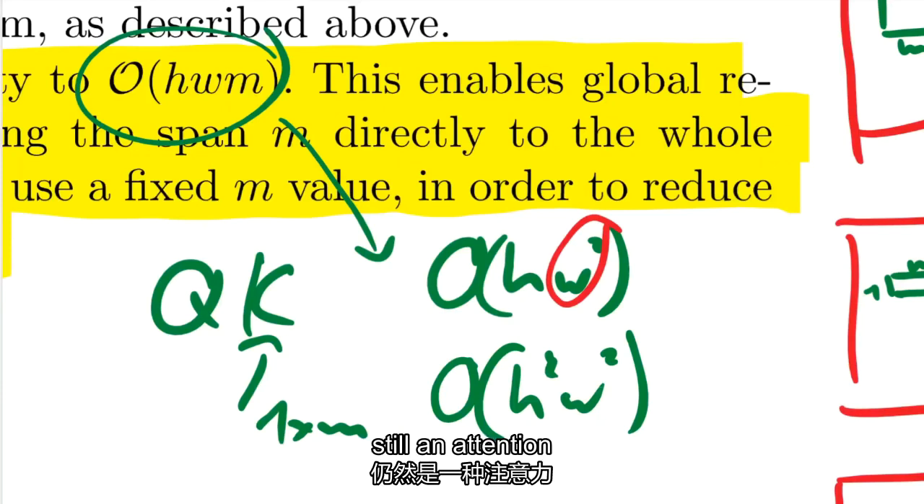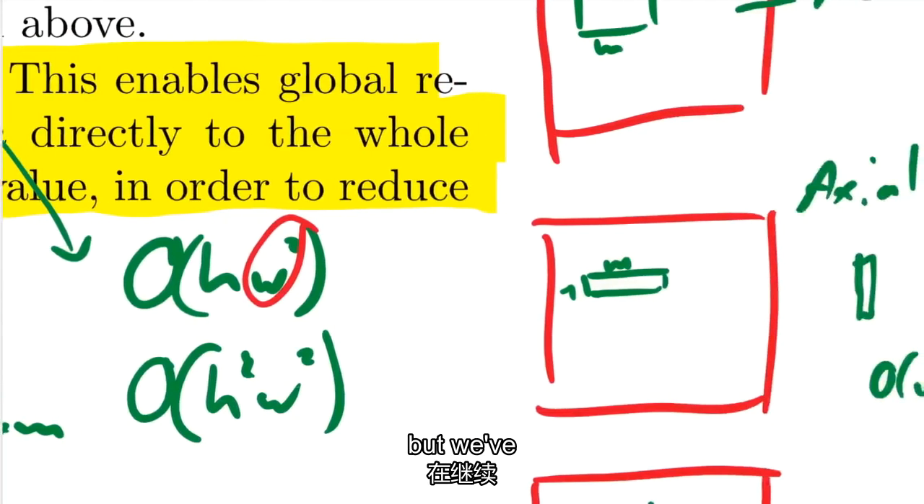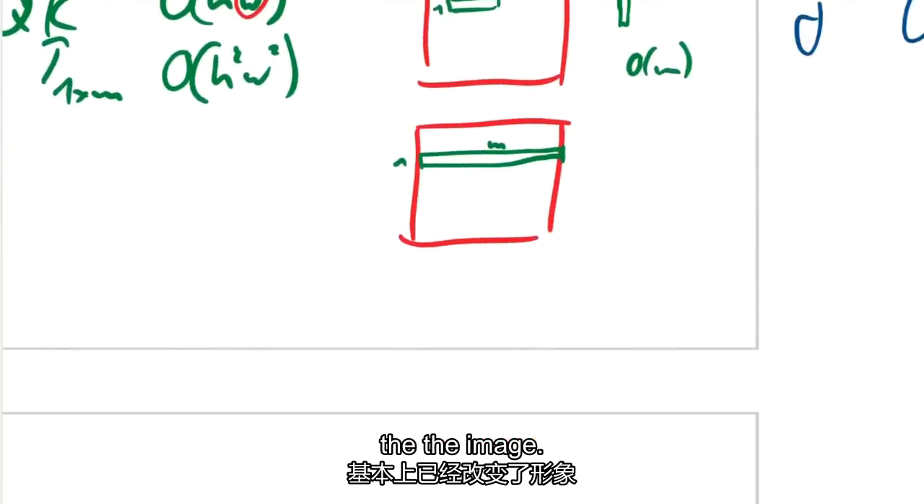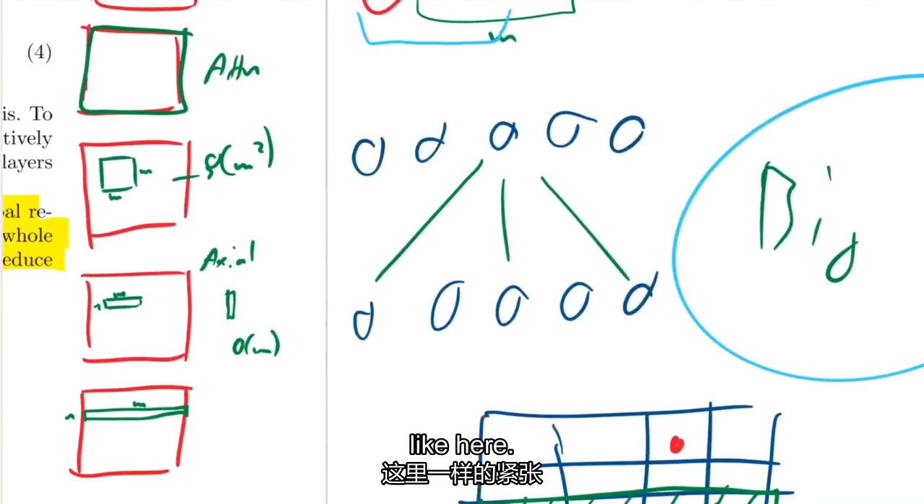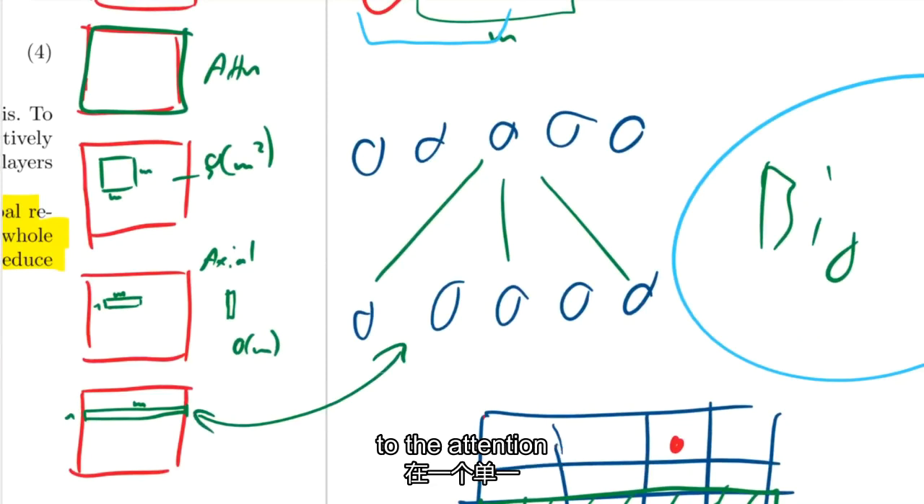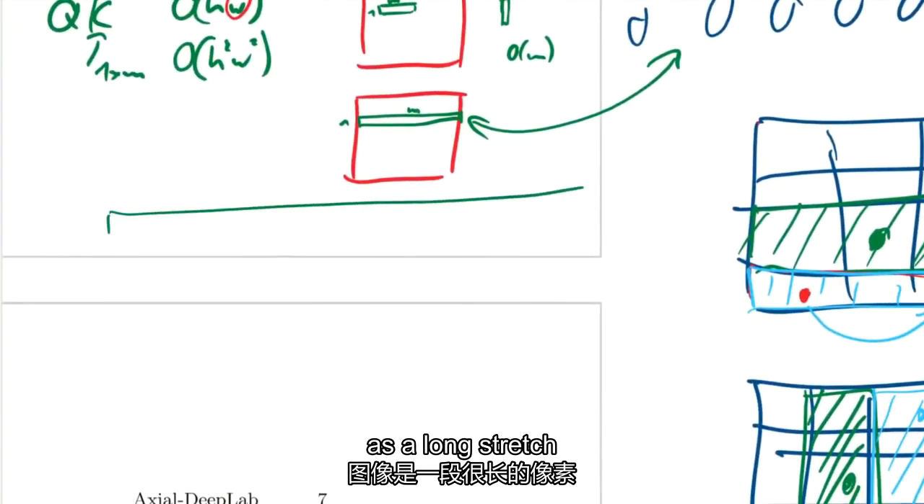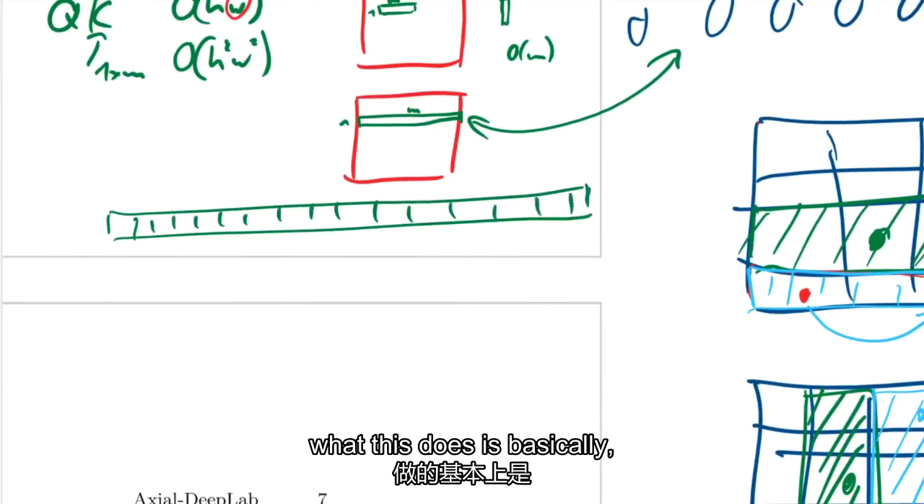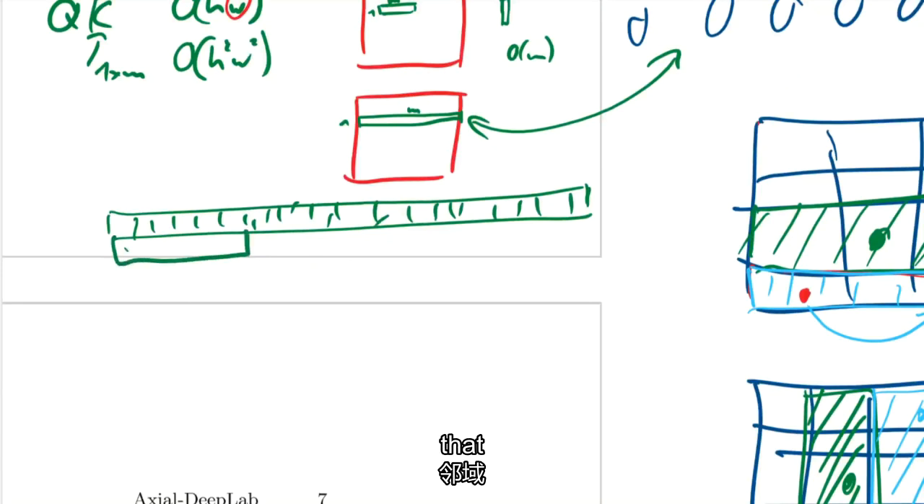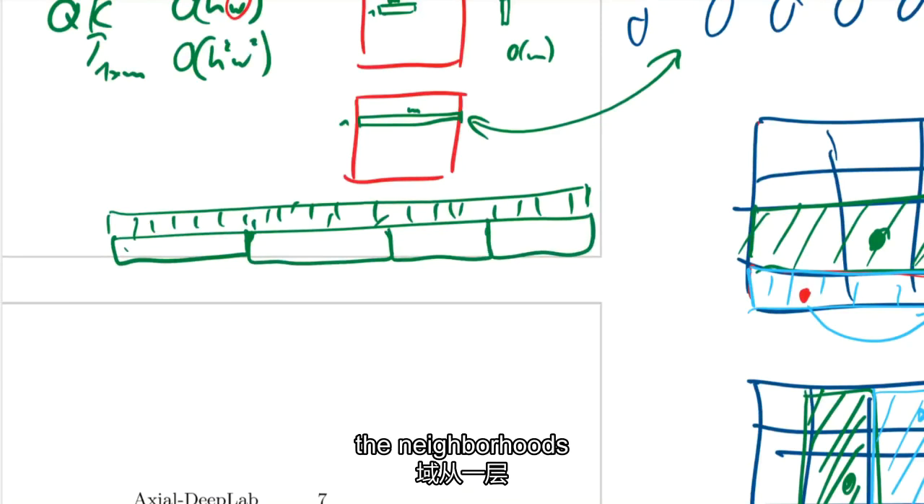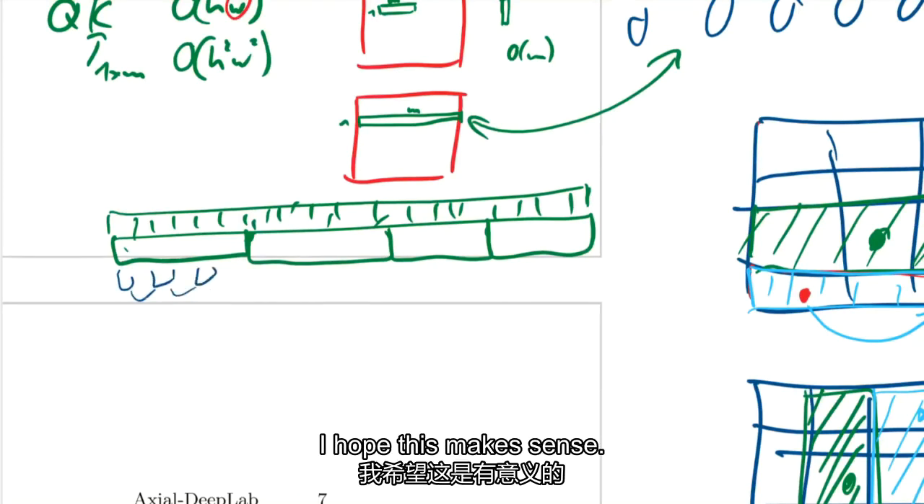It is still an attention mechanism. There's still attention going, but we've basically transformed the image, we've reduced it to one column. Now the one column is still attention, like here. So this now reduces to the attention that you see in a single sequence. If you see the image as a long stretch of pixels, what this does is basically it simply subdivides that into neighborhoods. So we're back to neighborhoods basically, but we shift the neighborhoods from layer to layer. So in the next layer, the neighborhoods are going to be just alternating, right? This is one neighborhood connected to this neighborhood, connected to this neighborhood. I hope this makes sense.